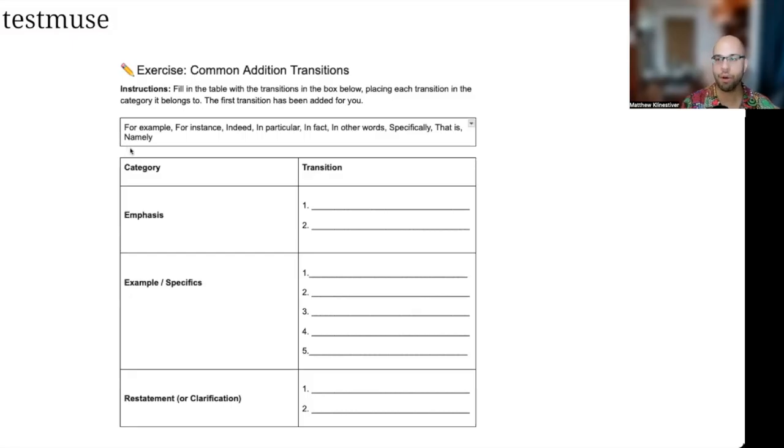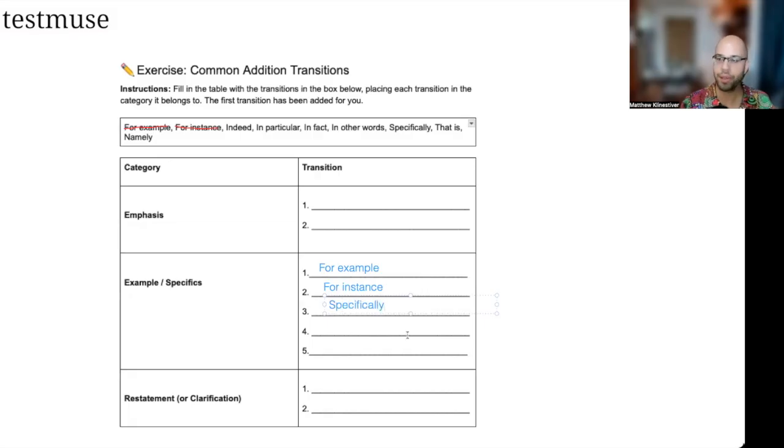What I would actually start with here, I'm going to go ahead and solve, but I would start with your example and specific categories because those are the easiest to see. "For example" obviously belongs to this category, so I'm just going to add that in. And I could add in "for instance," which means the same thing, right? So I'm going to eliminate those. And for specifics, I've got "specifically."